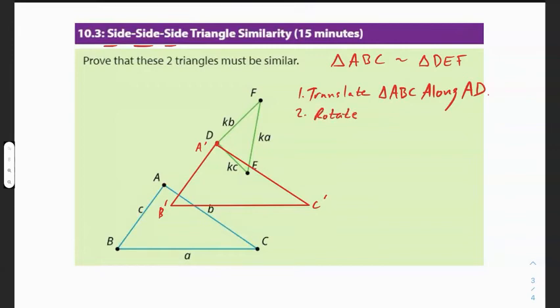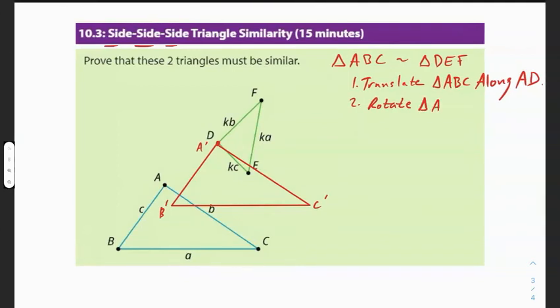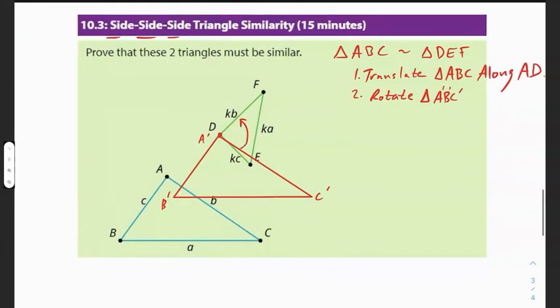Okay, we're going to have to rotate, and then I'm going to have to move this list a little bit over there, out of the way. Okay. We're going to rotate triangle A prime, B prime, C prime. Let's see, we need to get here to here, right? So that's angle C. Okay, so that's this angle.